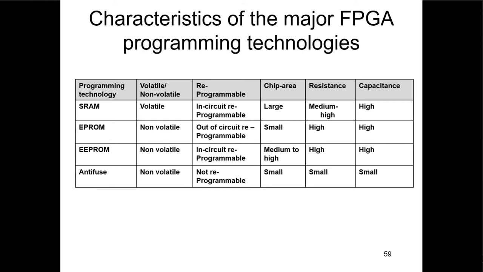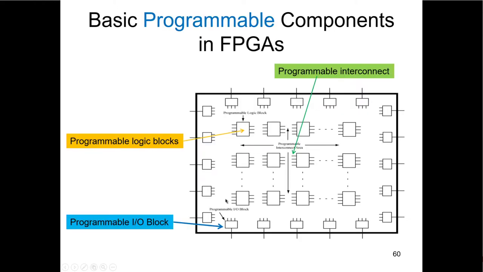Usually you have to pull the chip out of the circuit to erase it because you can't get the ultraviolet light exposure to be adequate inside the circuit typically. And pulling it out and plugging it back in, that's a big hassle. And so we much prefer the in-circuit reprogrammable. And then if you want to go cheap and low size, low resistance, low capacitance, then essentially the one-time programmable anti-fuse technology might be the one to go for.